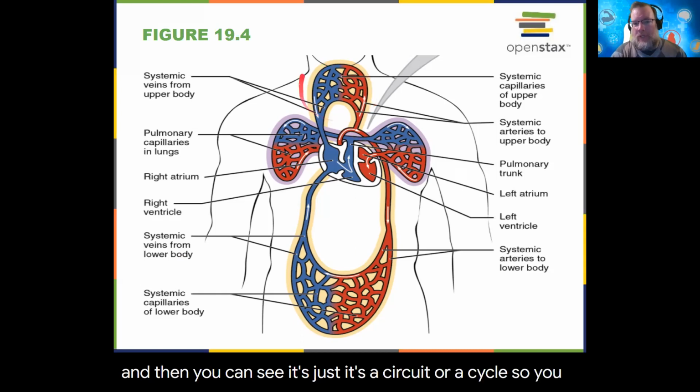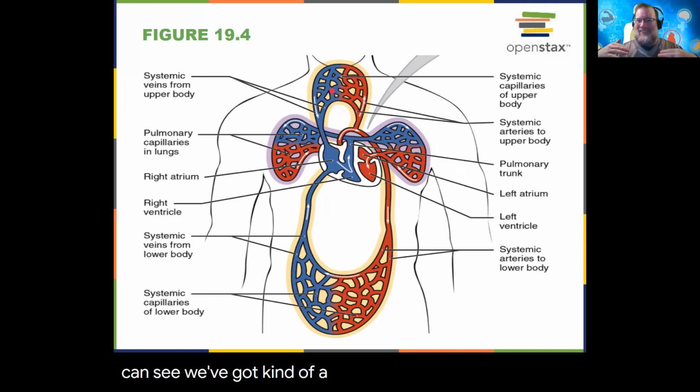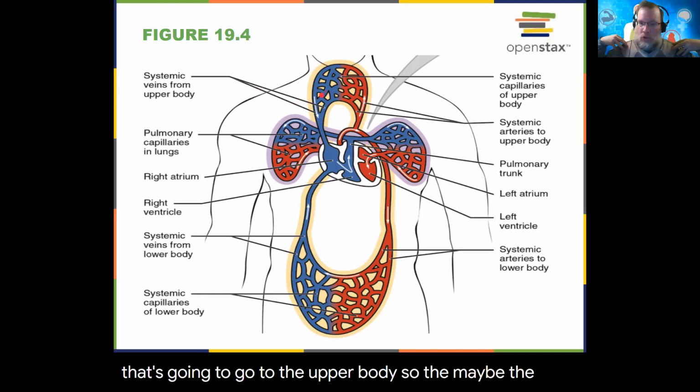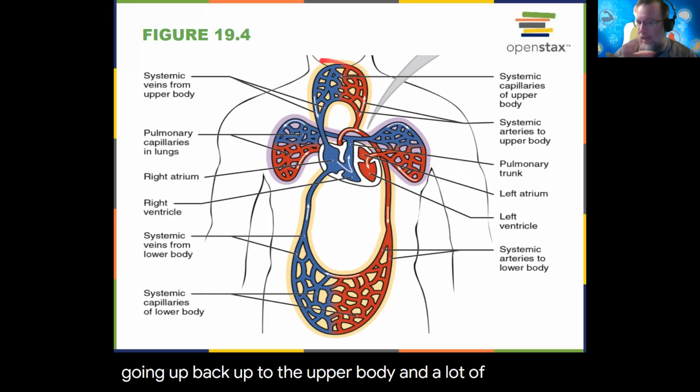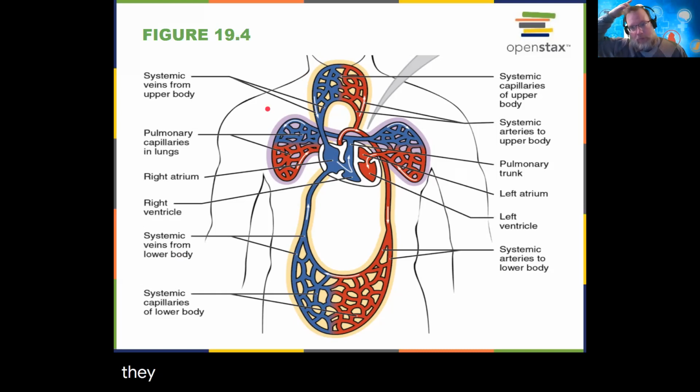You can see we've got a superior circuit. It doesn't show it, but this is the blood that's going to go to the upper body, maybe the shoulders, arms, and head. A lot of the blood vessels we'll see next week that are coming from the top are coming from the superior aspects of the body, blood that's going back up to the upper body. A lot of those blood vessels are going to be named for the regions that they travel to. Blood vessels mostly are named for their location or where they travel to.